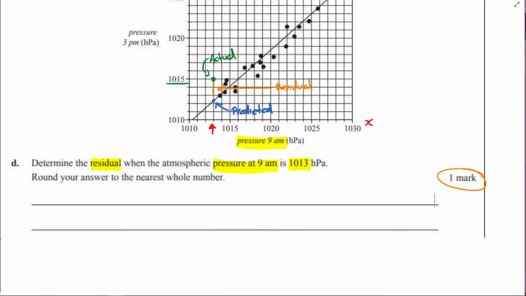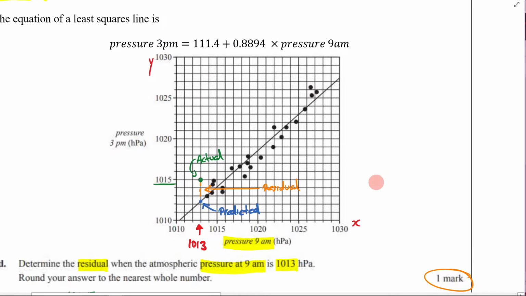So what I'm going to do is I'm going to take the actual, which is 1015. So this is the actual y value. And I'm going to subtract the predicted. Now, to find out what this predicted is going to be, I'm going to have to sub in 1013 into the rule right here. So I'm going to have to put that into the rule to find what the predicted y is going to be. So that's what we're going to do.